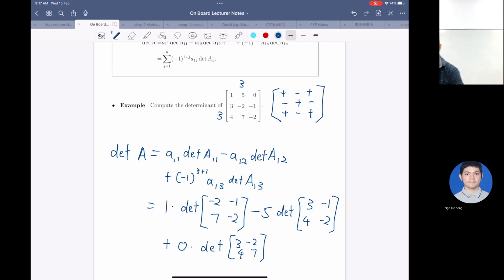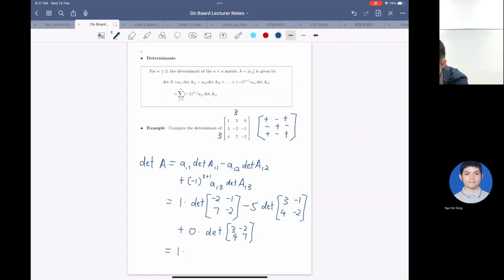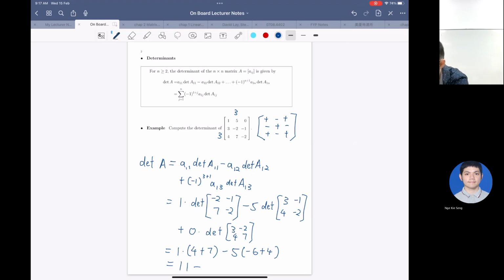Okay, next. For a 2 by 2 matrix, you know how to compute the determinant, right? So it's 4 times 7 minus minus 5 times minus 6 plus 4. So the determinant is 7 times 11 minus, what's this? Minus 2 plus 10 equals 21. So you just pick the first row to compute this determinant here.